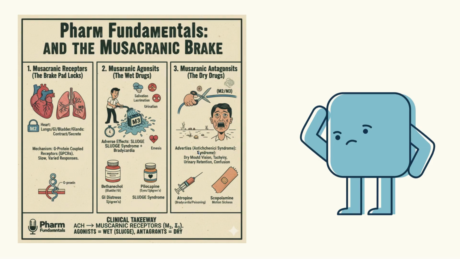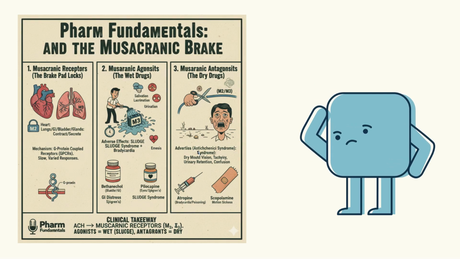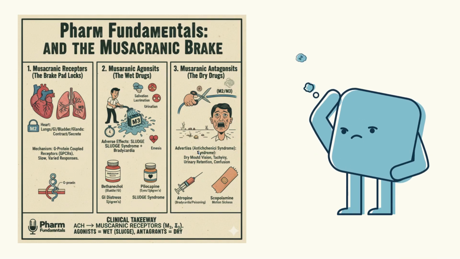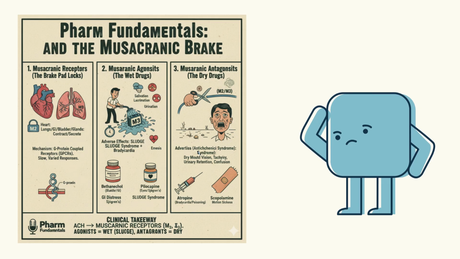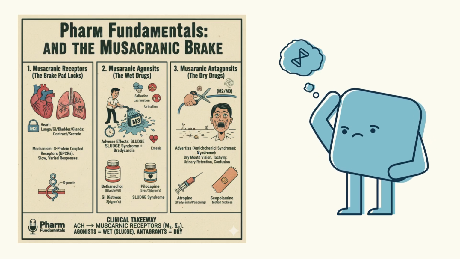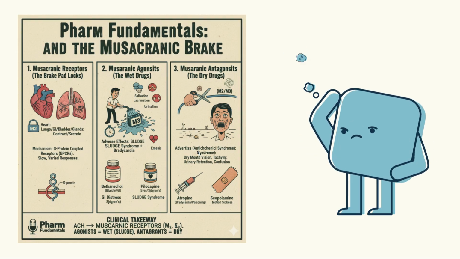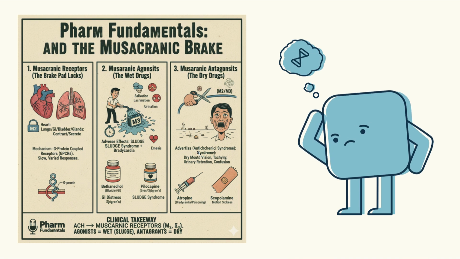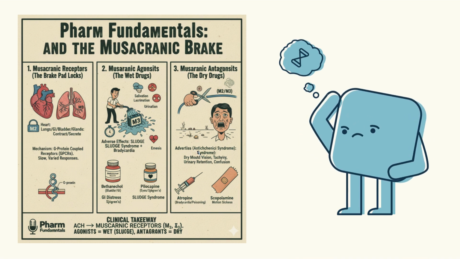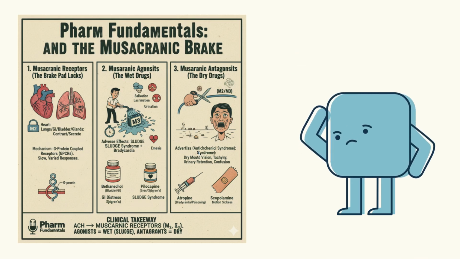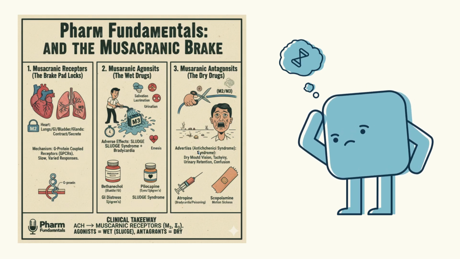Last time we introduced the autonomic nervous system, identifying acetylcholine as the neurotransmitter for the entire parasympathetic system, the body's rest and digest brake pedal. Today we are focusing on the main locks ACh engages at the organ level, the muscarinic receptors M1 through M5. These receptors are where we apply most of our cholinergic drugs. So, the brake pedal locks.